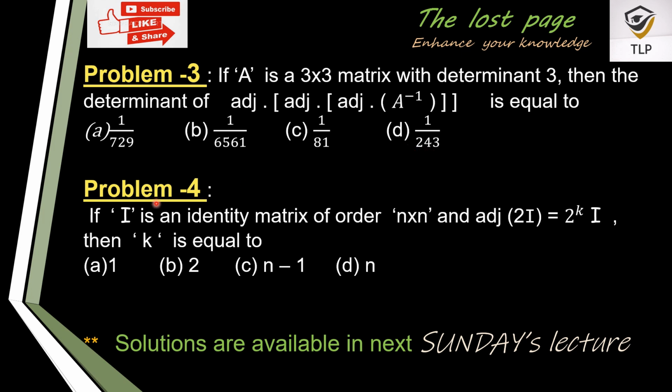And problem number 4, if I is an identity matrix of order n cross n and adjoint of 2I equal to 2 to the power k into I, then k is equal to option A 1, option B 2, option C n minus 1, option D n.